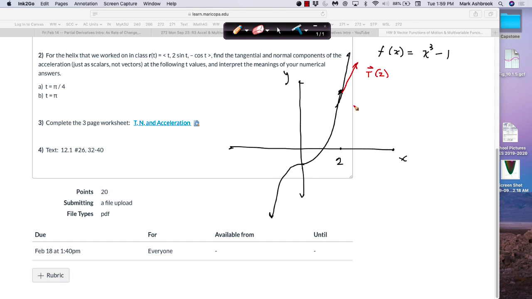He wants 10. Is it 10 or 4? So which way are we turning, left or right? Turning left, correct. So it would be 10 again, like this.